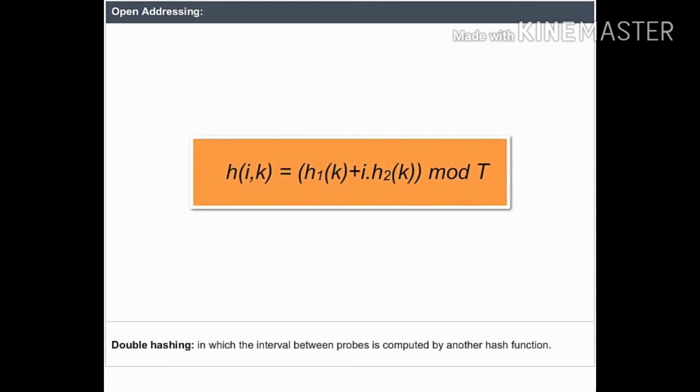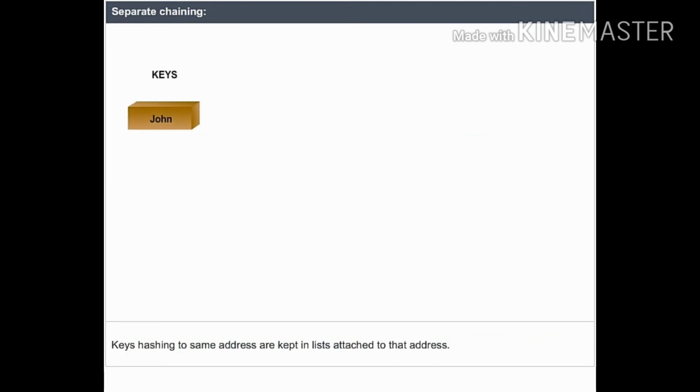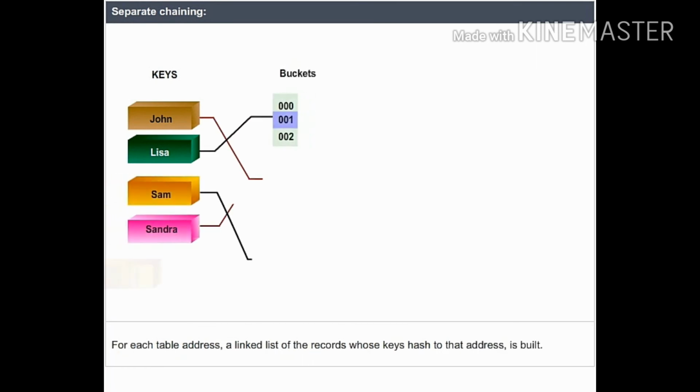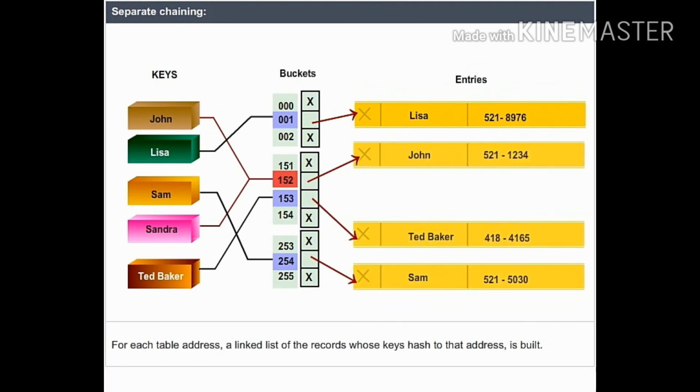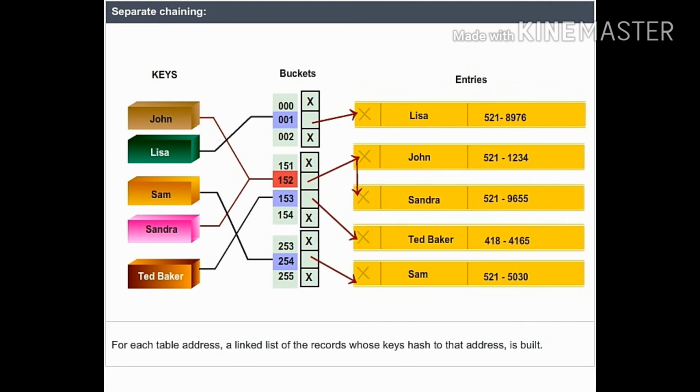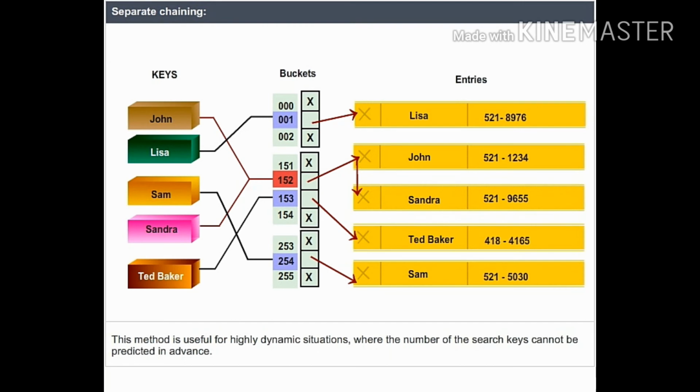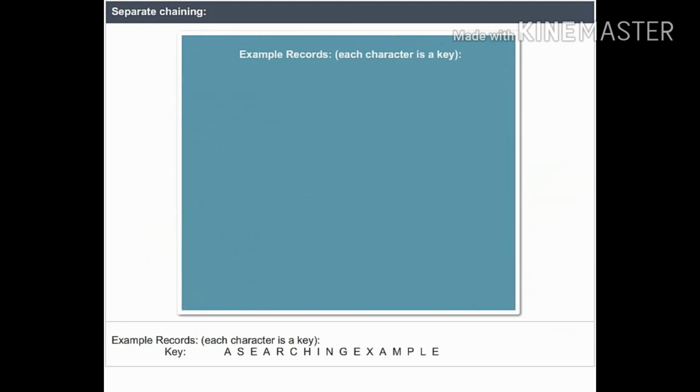Double hashing, in which the interval between probes is computed by another hash function. Separate chaining: keys hashing to the same address are kept in lists attached to that address. For each table address, a linked list of the records whose keys hash to that address is built. This method is useful for highly dynamic situations where the number of search keys cannot be predicted in advance. Example records. Each character is a key.